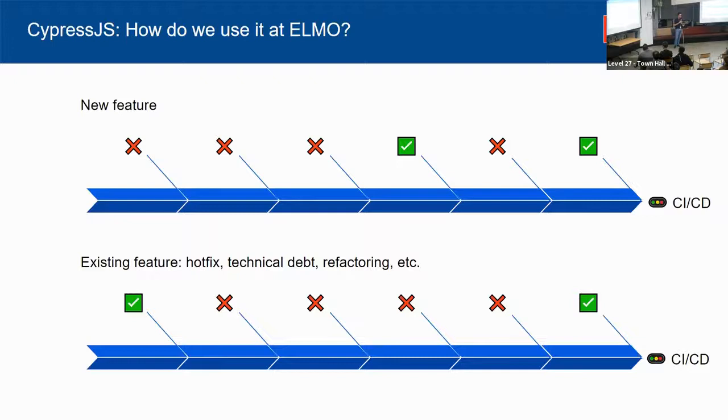How about for an existing feature, such as a hotfix, technical debt, refactoring? Same thing. So basically, you write your test at the beginning, it's passing, and then after a while, maybe you do some work, you fix some issue, you refactor one part, all your tests are failing, and then at the end, your tests must be passing.